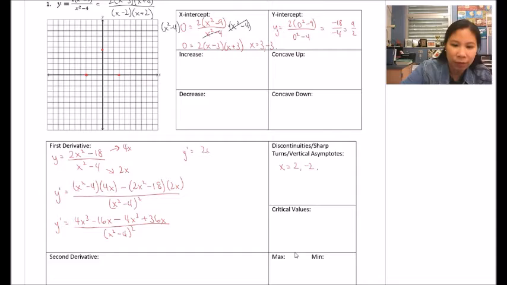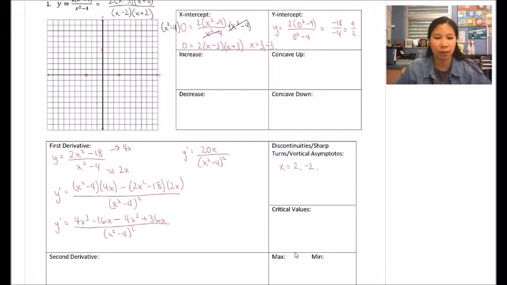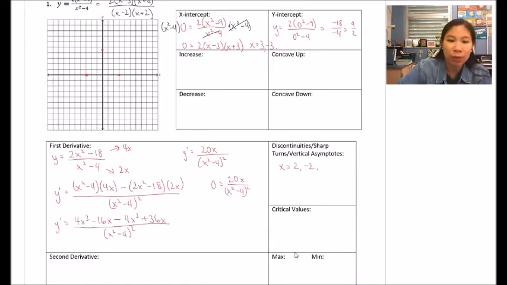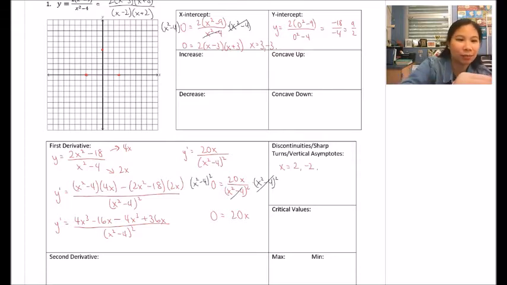Simplifying this out, we end up with 20x over (x squared minus 4) squared. Okay, so from here, we want to set this derivative equal to 0 to solve for our critical values. So 0 equals 20x over (x squared minus 4) squared. And so we can multiply both sides by the denominator of (x squared minus 4) squared, because then that'll cancel out with the denominator on this side. And anything times 0 is 0, so that's kind of nice.